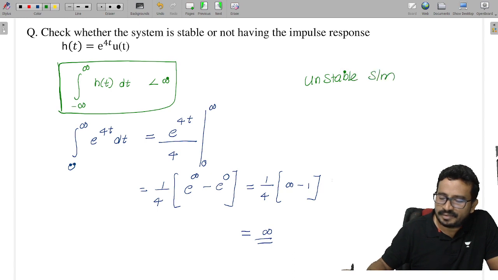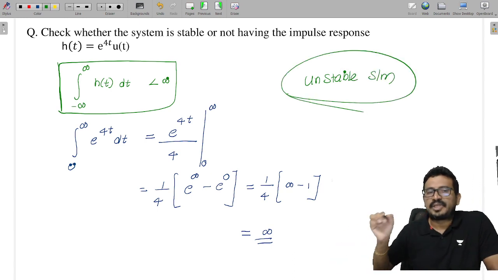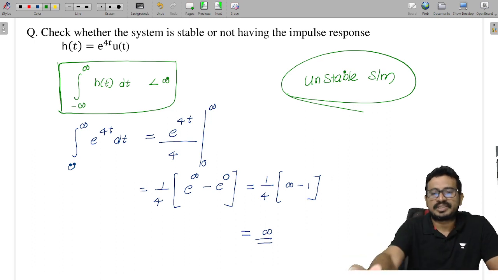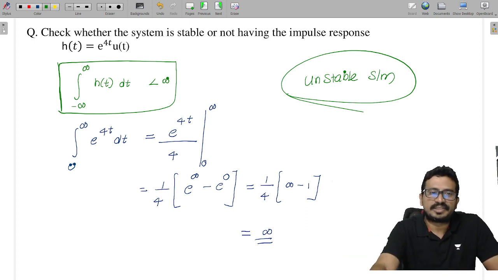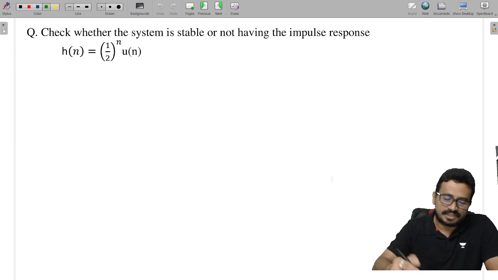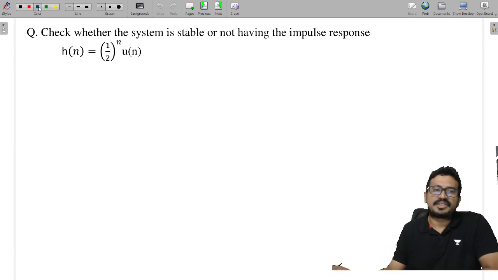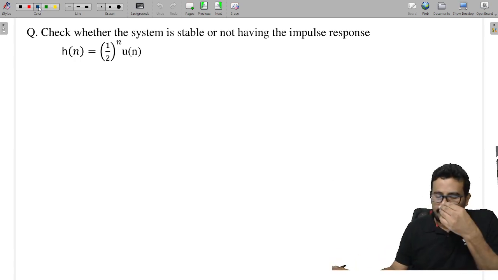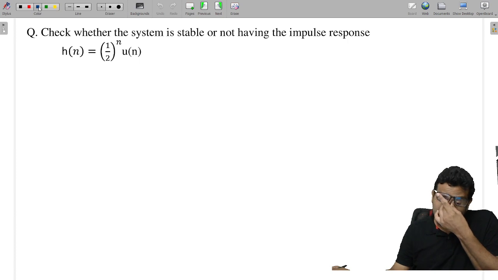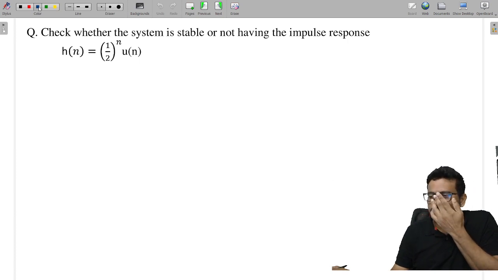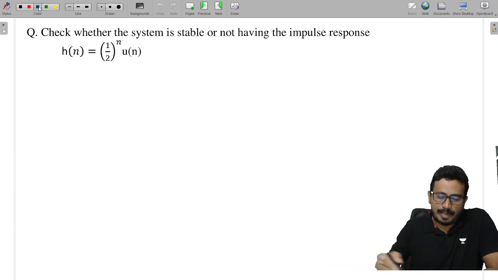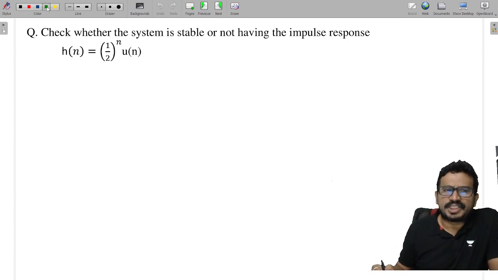So if the impulse response is given, we need to analyze like this. Next, here a discrete case is given. Now let us see in this case how we can analyze it. Discrete case: h of n is given.